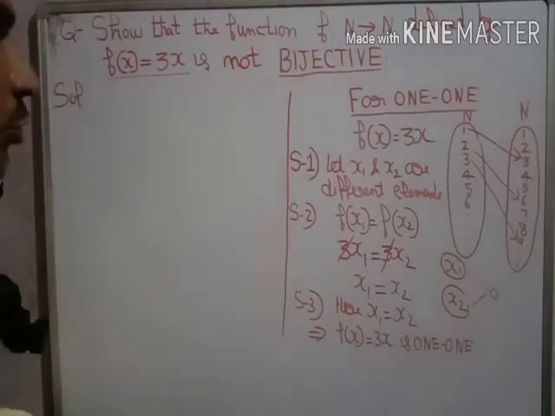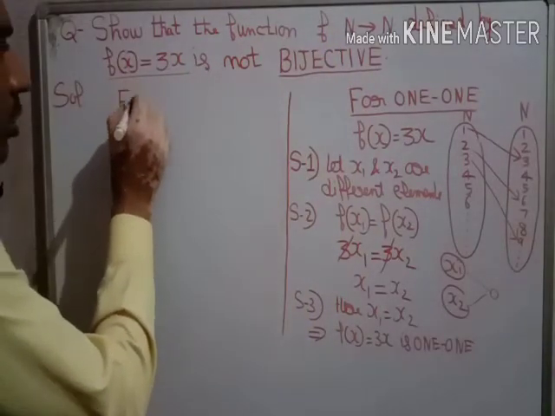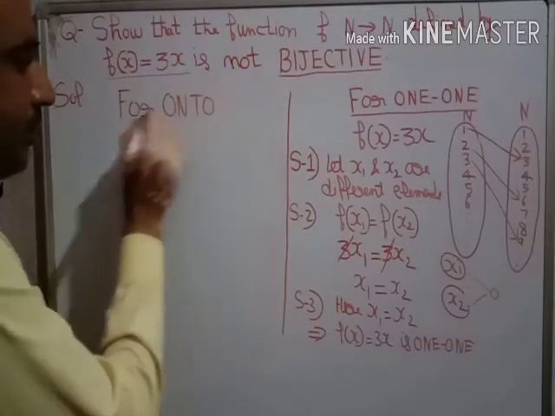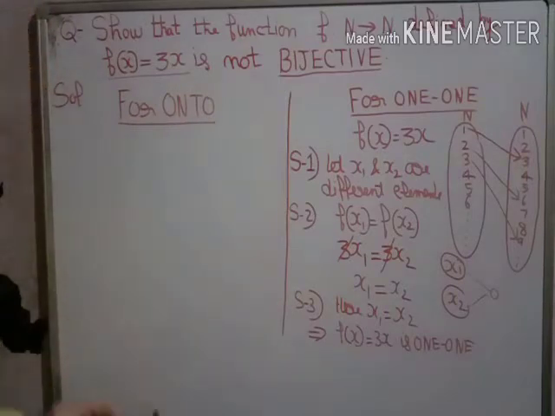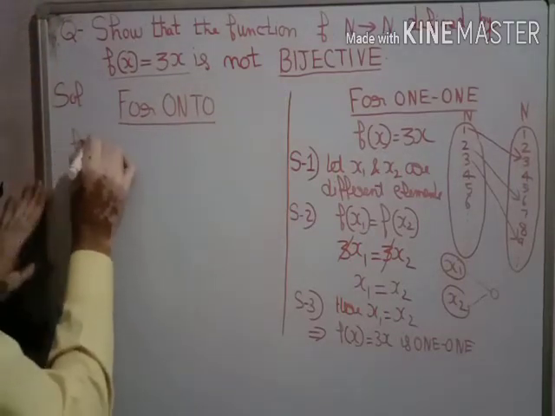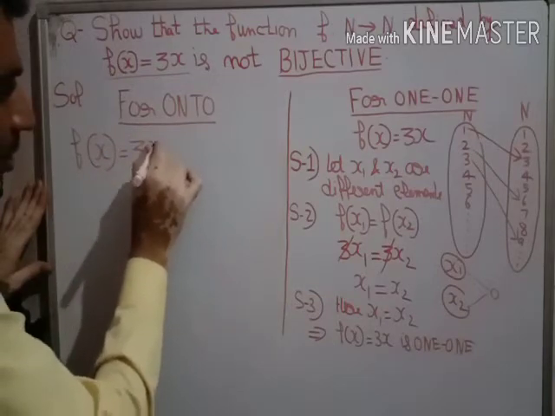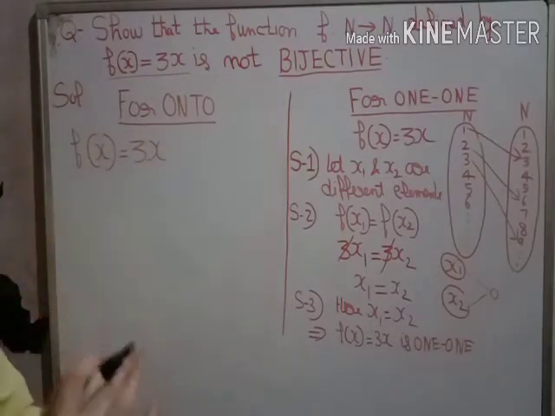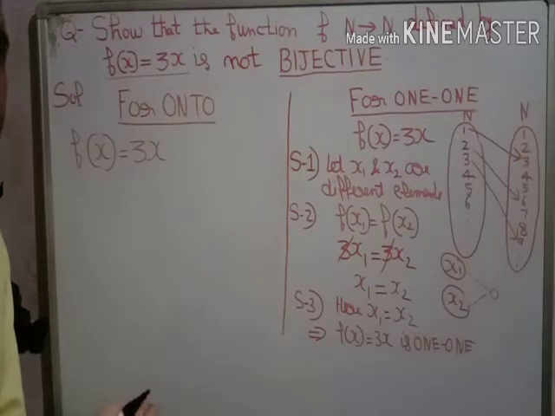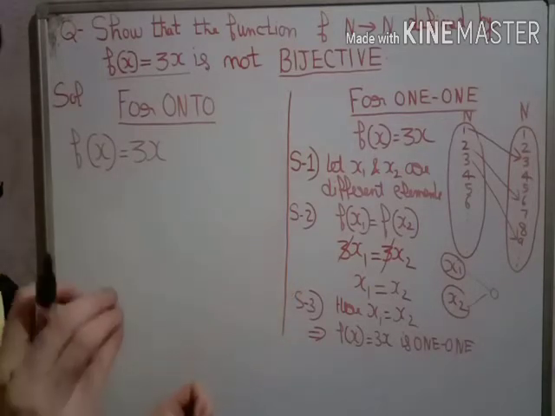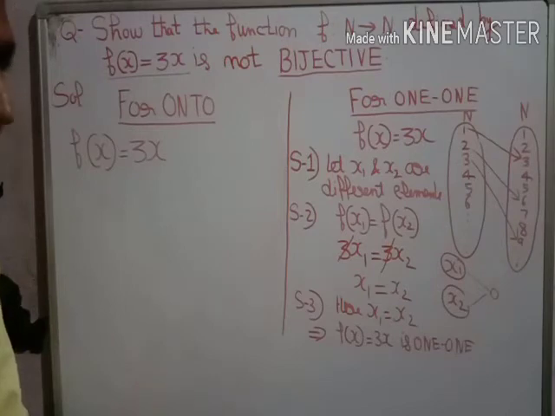Now let us work for onto. For the onto function, let us check. The function is given, f of x equals 3x. Let us use a mapping diagram to feel whether the function is onto or not. Otherwise mapping diagrams are not required. The first time you are understanding, that's the way you can feel whether the function is onto or not.